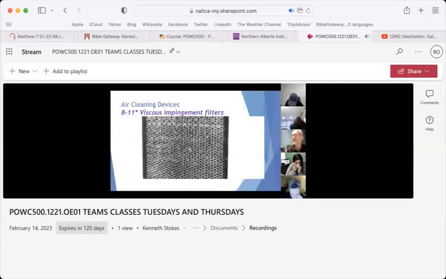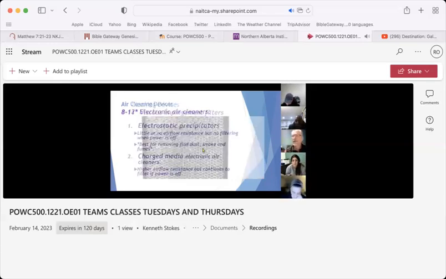Viscous impingement filter. So not the best picture, but this would be a reusable one with a more sort of robust support on it for being reusable.